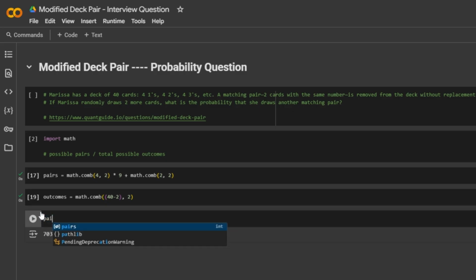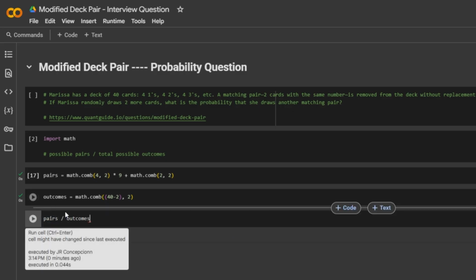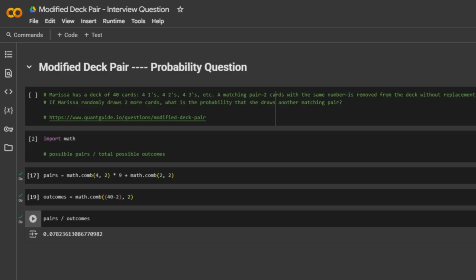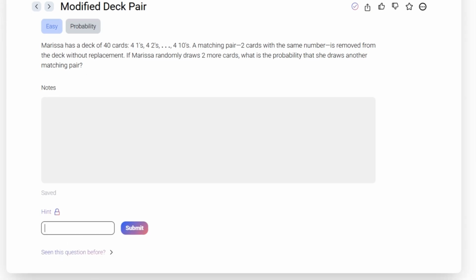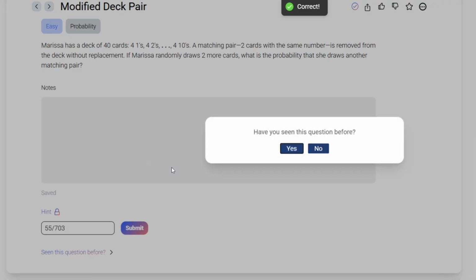And to simply see what the answer would now be, we could do pairs over outcomes. After running this, you can see it's about a 7.8% chance, or if we would like, we could just delete this, put a comma, and we could see it would be 55 over 703. We can now go over to QuantGuide. Now here we could just type in 55 over 703, and you can see that's correct.